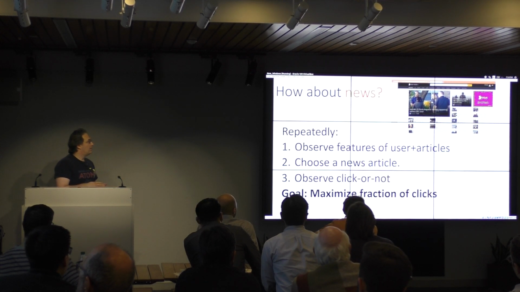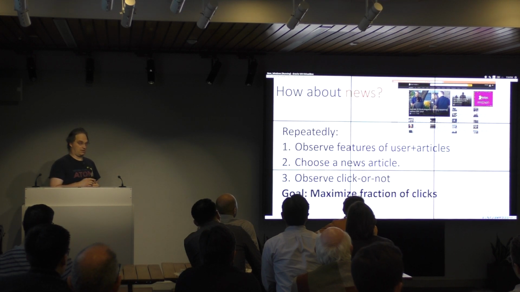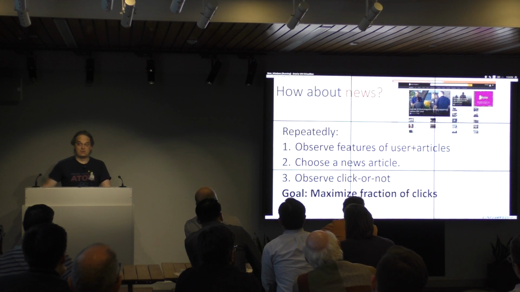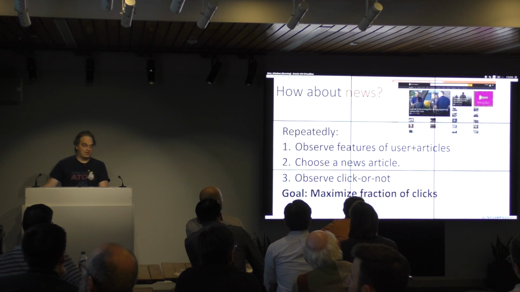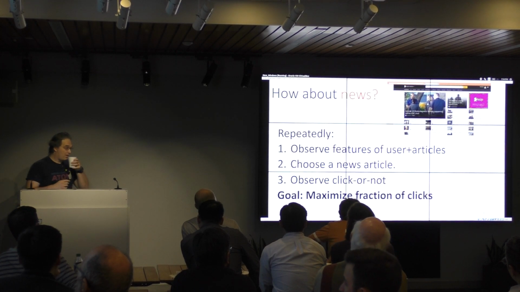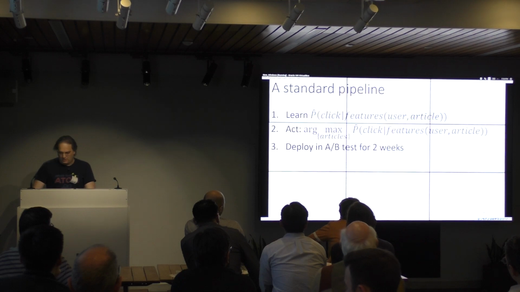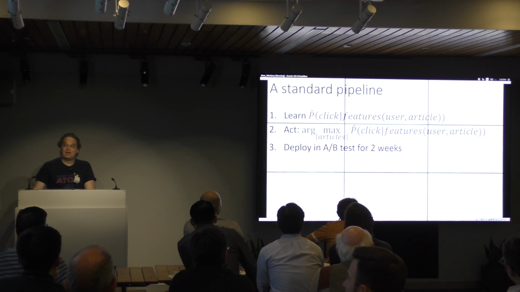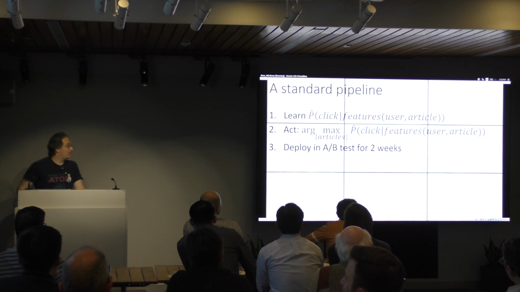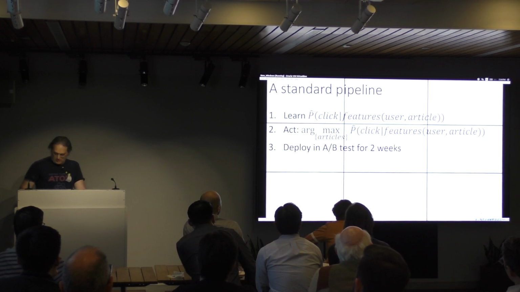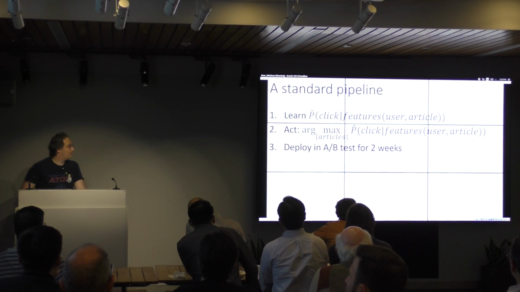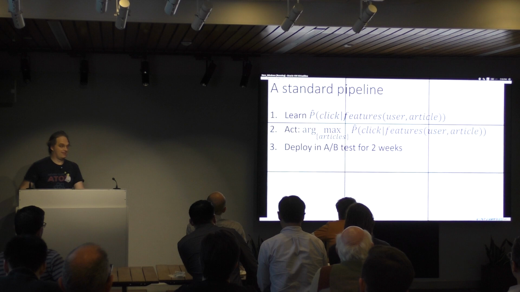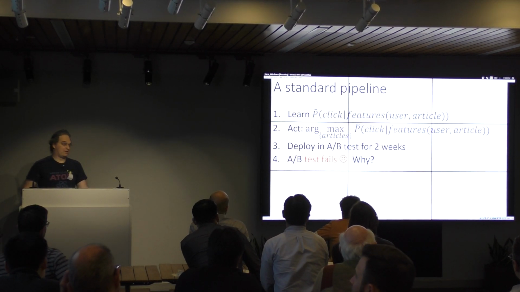So suppose that you want to recommend news stories, right? You observe people's clicks. And it turns out to be quite hard. So in a standard pipeline, what happens is you construct features of the user and the article, and then you try to build a predictor of the probability of a click given the features of the user and the article, and then you choose the article which maximizes the predicted probability of a click, and then you deploy this in an A/B test for a couple weeks, right? And I've seen this fail a number of times.